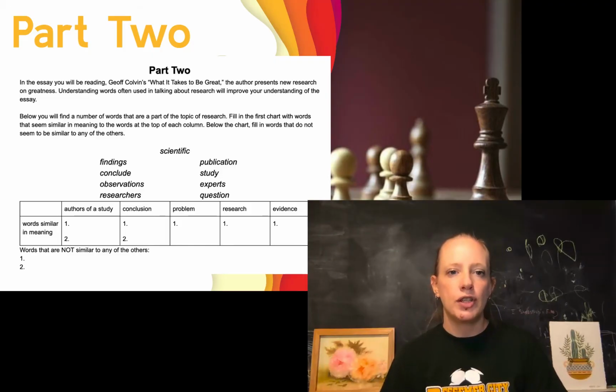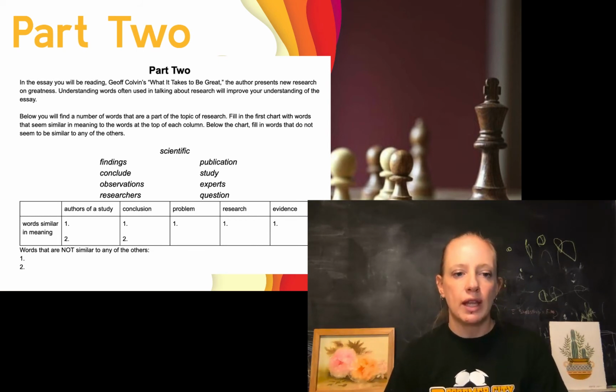Let's look down at part 2. We're going to be reading an article, Jeff Colvin's What It Takes to Be Great, and it uses a lot of language around research. So we're going to use those words to put into the chart. Now you can see there's 9 words there kind of in italics right above the chart. Each one of those goes one place. So you can see 1, 2, 1, 2, 1, 1, 1 all the way across, and then 2 below. Each one of those is going to get one of those words. So you are trying to match these words with each of the categories.